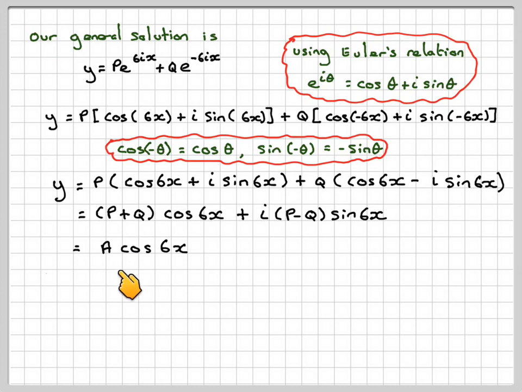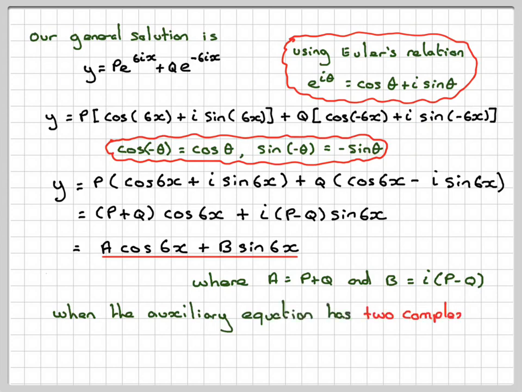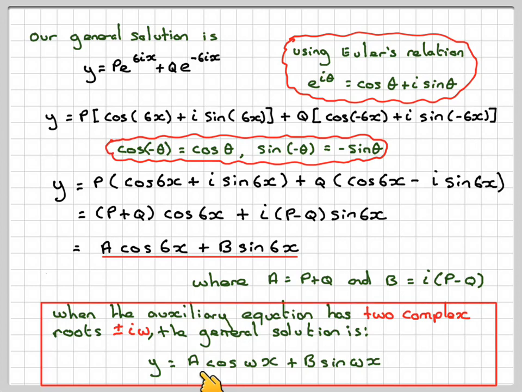If we let p plus q be equal to a, and then i p minus q be b, then we've got the general solution of a cos 6x plus b sine 6x, where a is p plus q and b is i p minus q. So when the auxiliary equation has two complex roots plus or minus i omega, the general solution is going to be y equals a cos omega x plus b sine omega x.